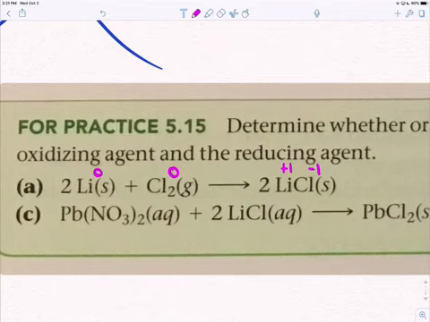Lithium is losing electrons. It's going from 0 to +1. It's losing electrons. Chlorine is gaining electrons. Is lithium being oxidized or reduced? Lithium is getting oxidized, so it's a reducing agent. This is being oxidized. This is reduced. This is a reducing agent. This is an oxidizing agent. It can also be called an oxidizer. So if you want to call it an oxidizer, you can.